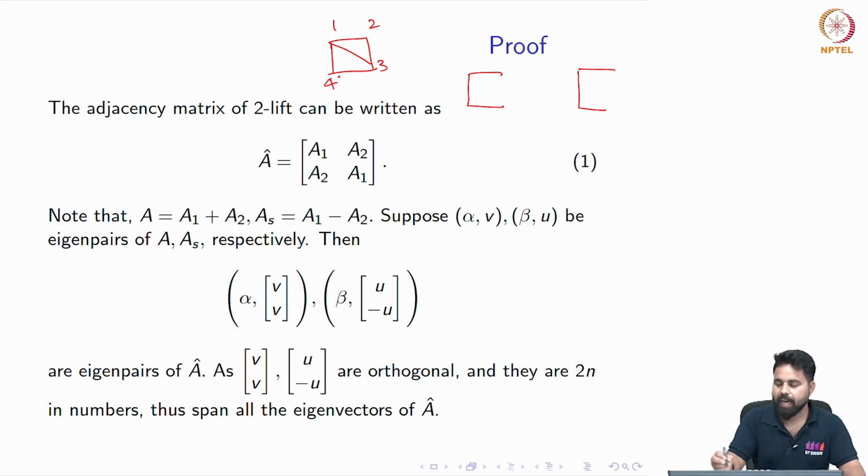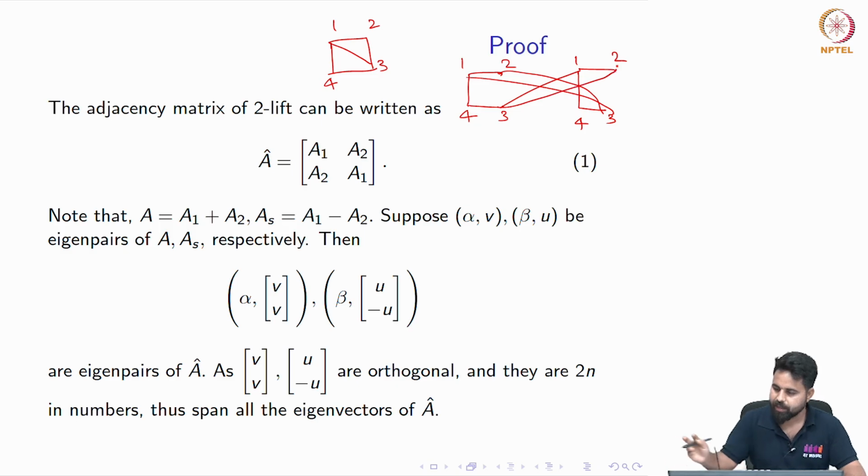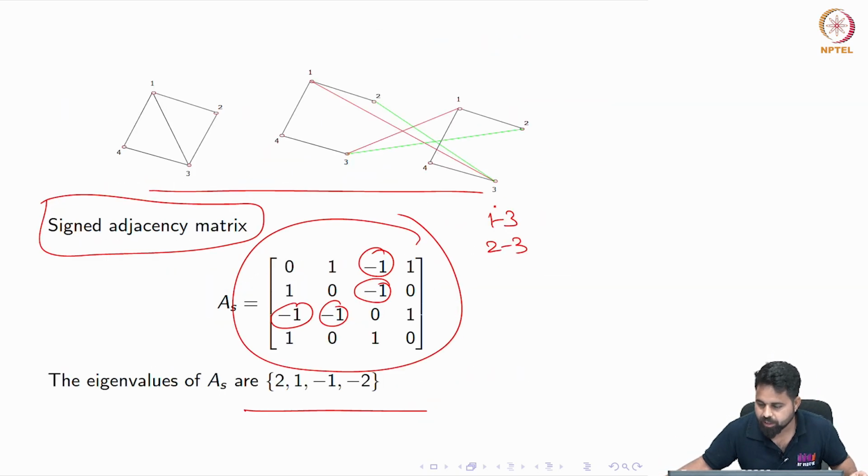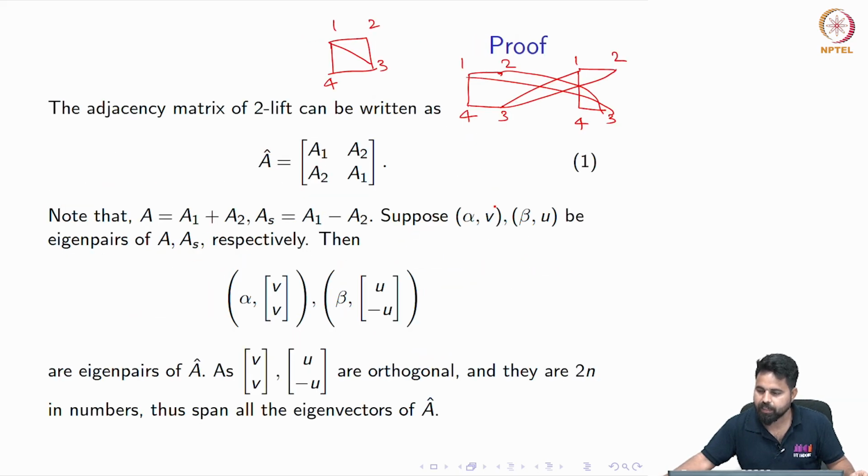This is a two lift where 1 2 3 4 are in each copy. Let me write it again so I do not get confused later on. 1 and 3 are crossings here, so this is 3 and 1. Similarly 2 3 is also crossing here, and 3 2. Let me check again that I am not making any mistake. Very good: 2 3 and 3 2.